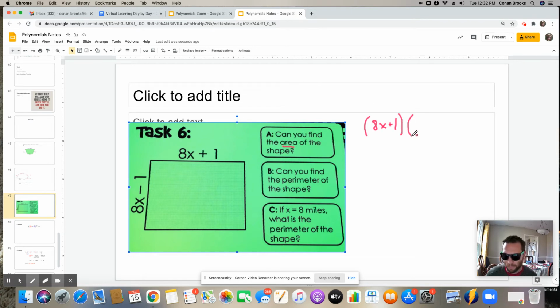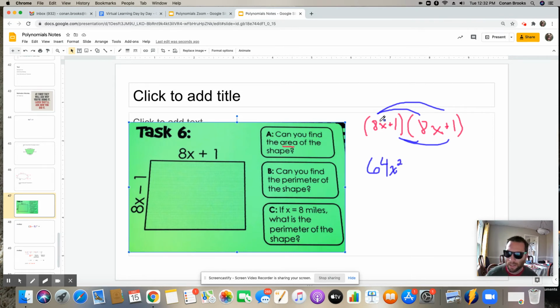And you can use height or length or whatever you want, or width. The other side is 8x minus 1. Okay, so in order to find the area, I'm going to multiply these two sides. And in order to multiply two binomials, I'm going to use FOIL. So first, outside, inside, last. We've got 8x times 8x is 64x squared. Don't forget that it's x squared because we multiply x times x.